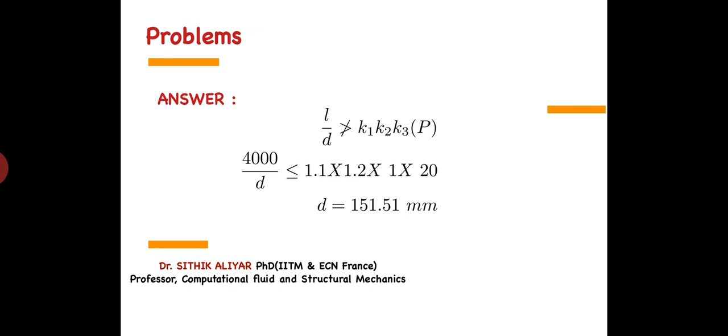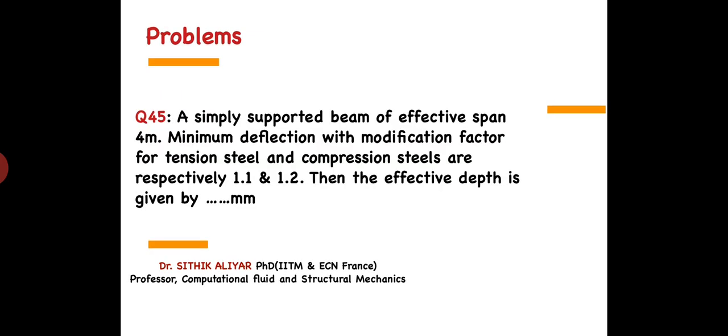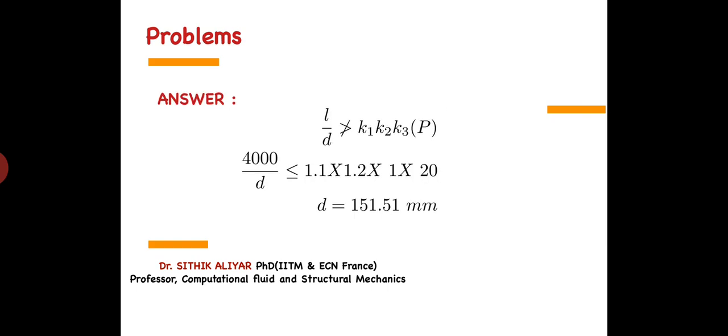So we know the formula for a beam. Span by depth ratio should be lesser than or equal to K1, K2, K3 into P. They have given K1 1.1, K2 1.2 and K3 they didn't give, take it as 1. Permissible value for simply supported beam and the span length is only 4 meter. So the span by depth ratio is 20. If you have paused the video and noted the table values, you would have known that is 20. So span length is 4000. You put everything, you will get the depth as 150 mm. So for a 4 meter beam, the depth required for serviceability is only 150 mm.